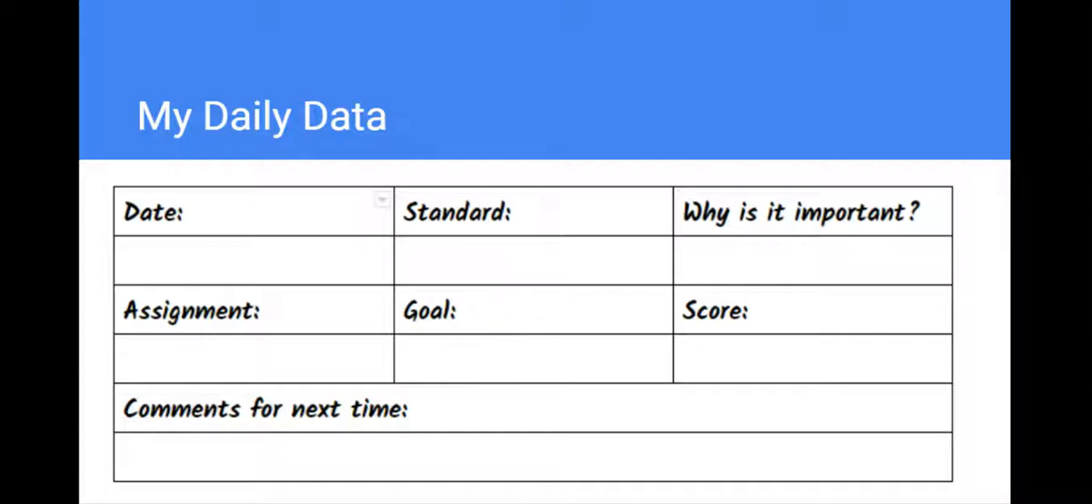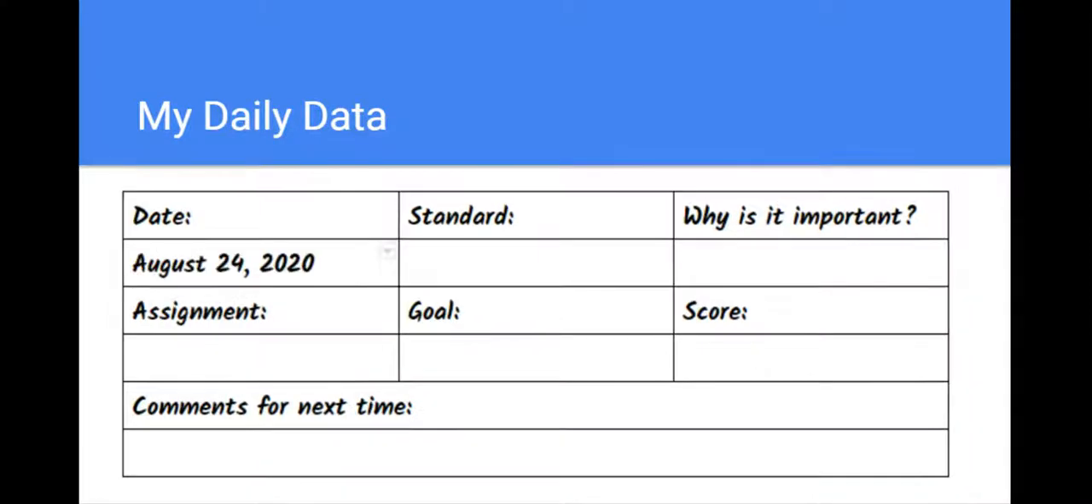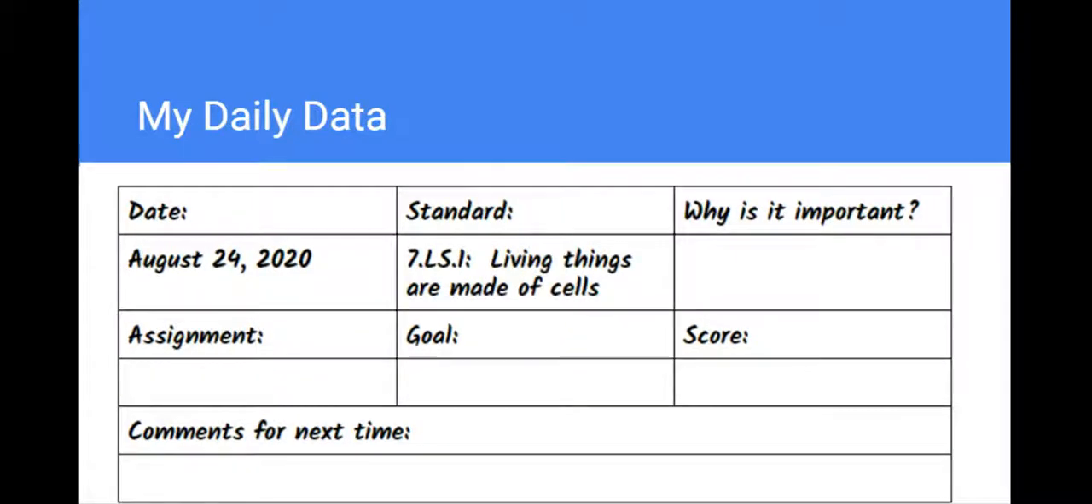The first thing we're going to do is record the date. Today is August 24th, 2020. In the next box, we will record the standard of the day. Today's standard is 7.LS.1, which states that living things are made of cells.